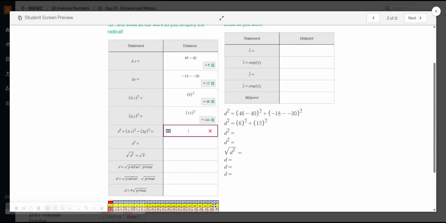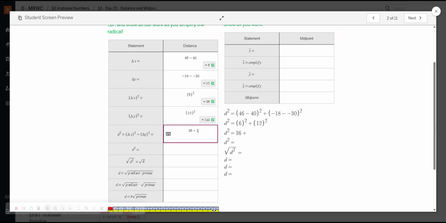Now, the sum of the squares using the Pythagorean theorem would be the distance squared, right? So according to the Pythagorean theorem, d squared is equal to delta x squared plus delta y squared. Delta x squared is 36. Delta y squared is 144. And you can see the progression of the Pythagorean theorem being worked out here on the side as you work it out. Now, the sum of the two is 180, so we add those two.